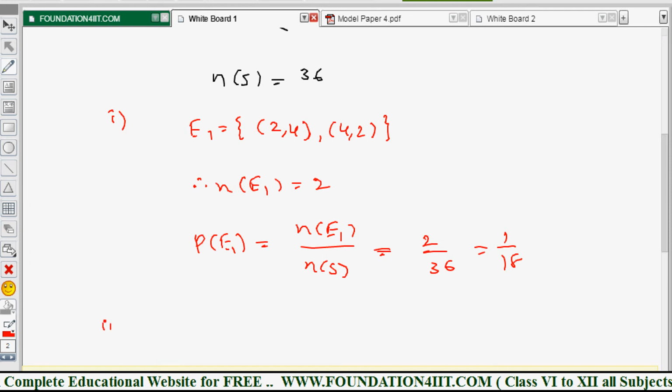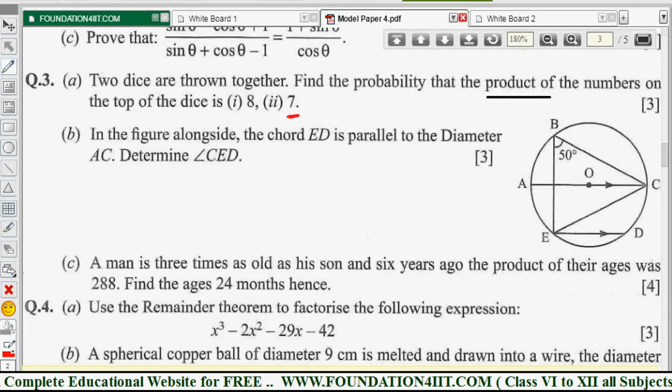Okay. And the second one, if you see, the product is 7. So which numbers, if you multiply, will give 7?